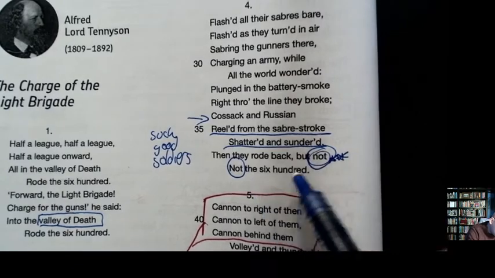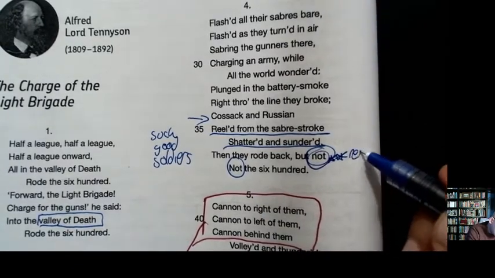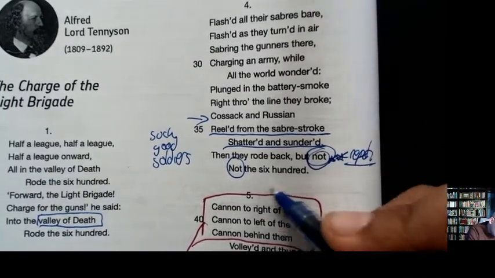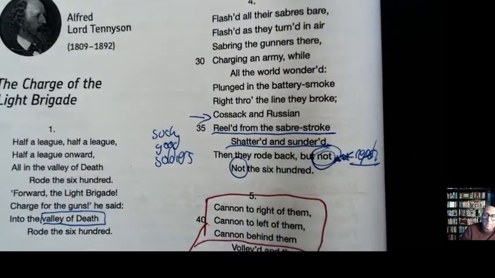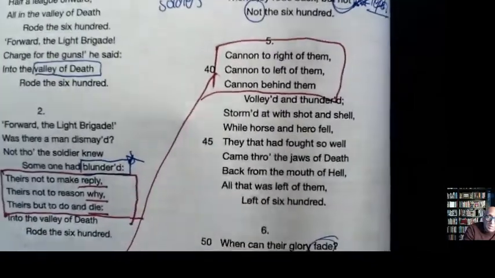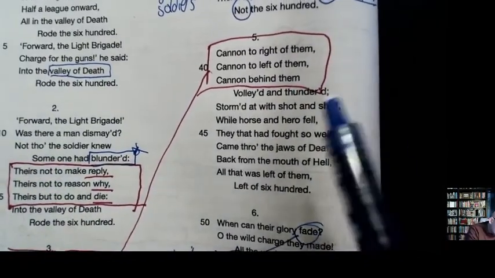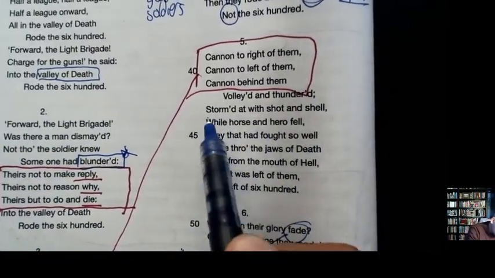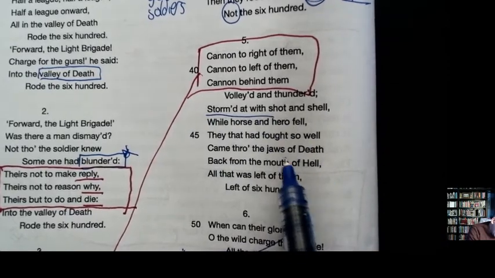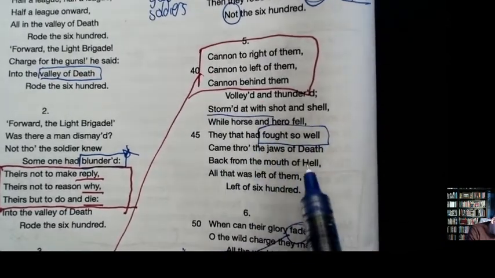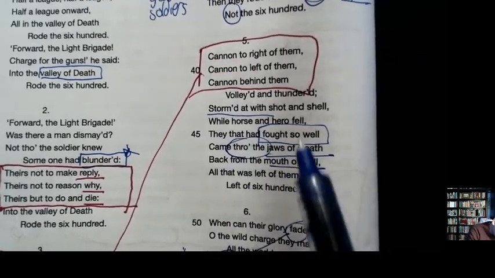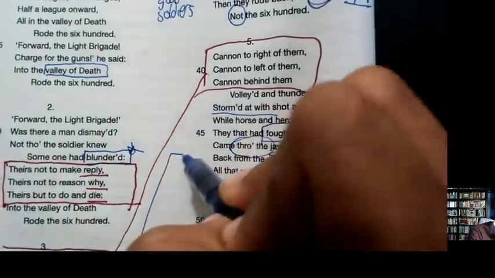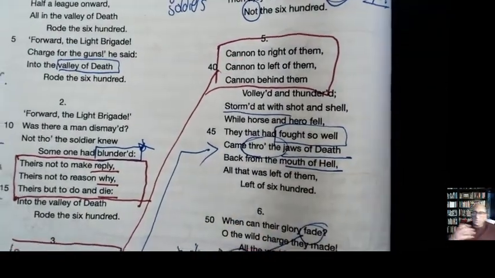But not all of them come back. This repetition is pretty interesting to me. I never noticed it, but it really emphasizes the fact that not all the men came back. That repetition. So they come back through, and they get stormed at again, and they fought so well, of course, but they come out. They come through the jaws and mouth. That metaphor is again picked up. So it's as if they've gone to hell and back.